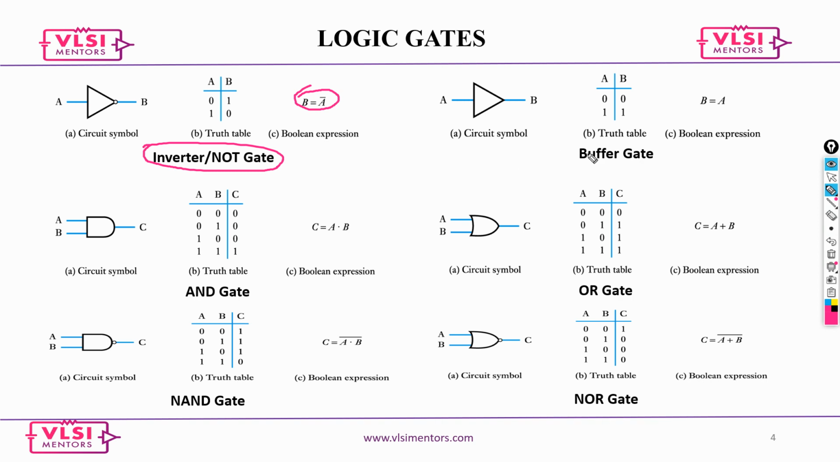Now buffer. Buffer means two inverters that are connected back to back. That is the meaning, so don't take it in any other way. We always look at it as two inverters connected one after the other. What this means is that when you give zero, the output is going to be zero, and when you give one, the output is going to be one.